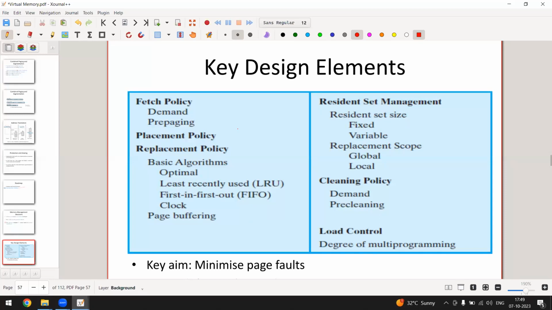So we see first the fetch policy. Fetch means when to fetch a new program or process in the memory, one aspect. Second aspect is, when you want a certain data, do you fetch it at that time or you fetch it in advance? So these are two decisions that you have to take in case of fetch policy.